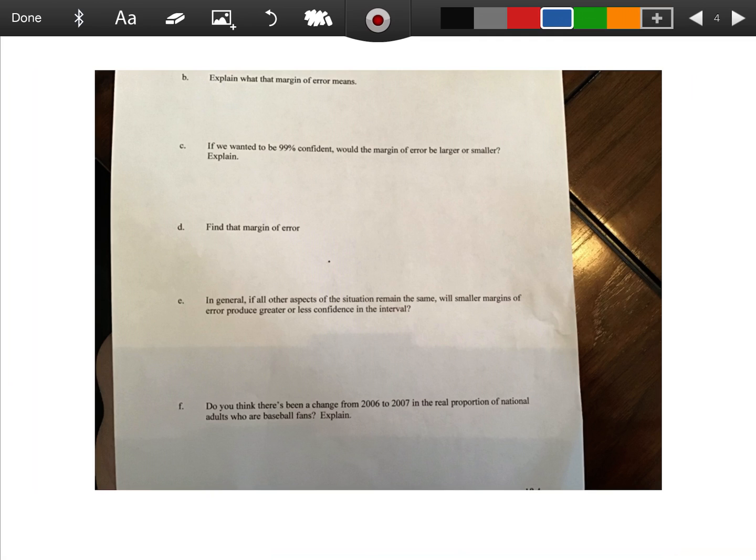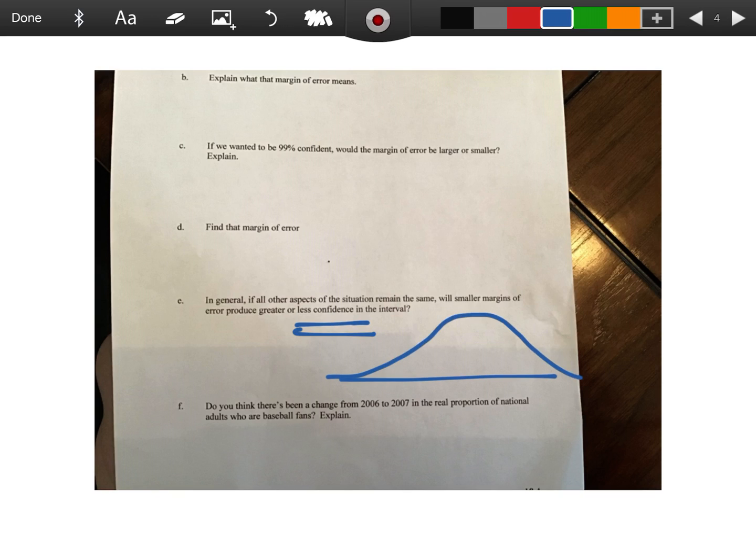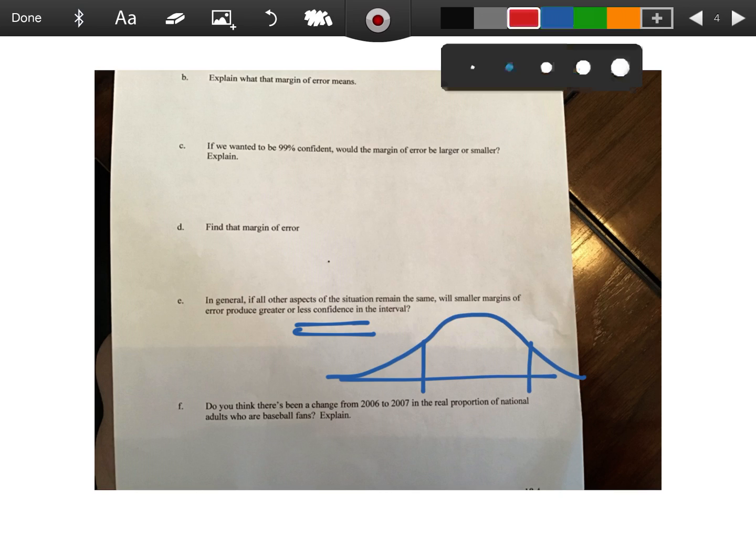So in letter E, it says, in general, if all other aspects of the situation remain the same, will smaller margins of error produce greater or less confidence? Remember, smaller margins of error make you less confident that you're going to grab the actual answer. So if you lessen your range of numbers, if your range of numbers was here, and you lessen your margin of error, how far you can be off, you are less confident you're going to get your real mean inside those two values.